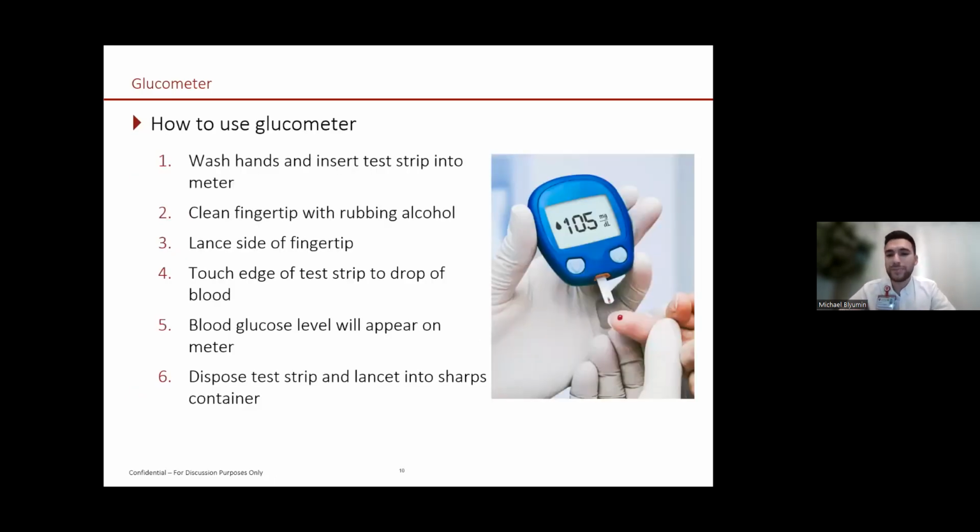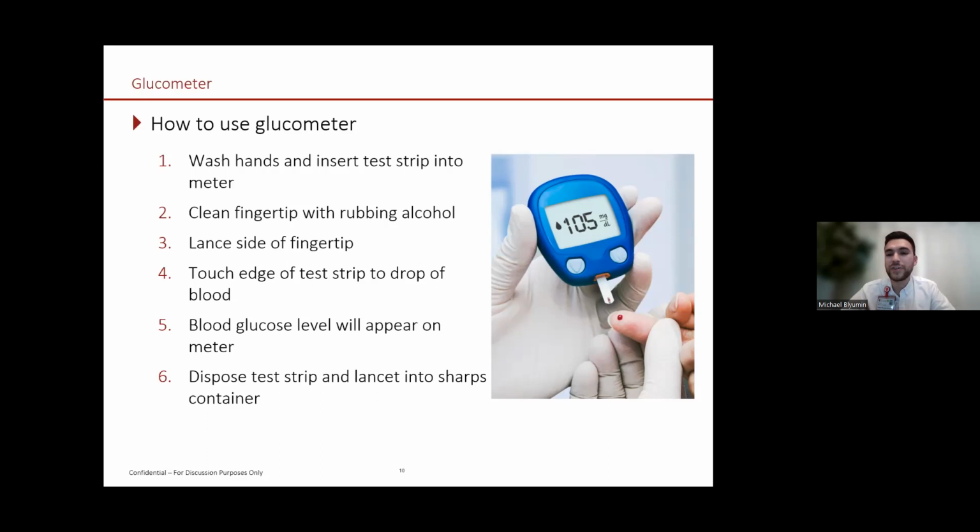So, a quick review of the steps of how to take blood sugar with a glucometer. You're going to make sure you wash your hands before you engage in this process, since we are going to be pricking your finger, and we want to make sure it's clean. Before you start, insert the test strip into the meter. That way your meter is all set up and you don't have to fumble around with anything while you might have some blood on your finger.